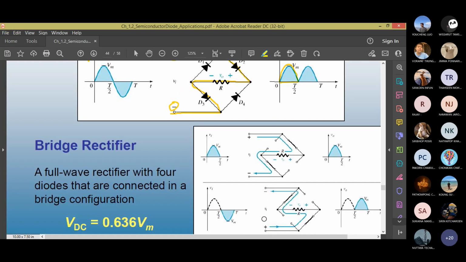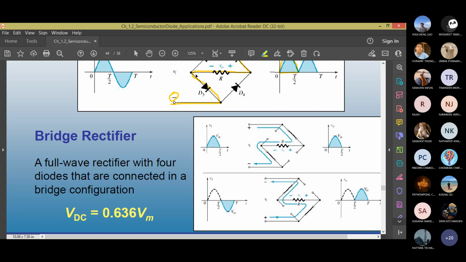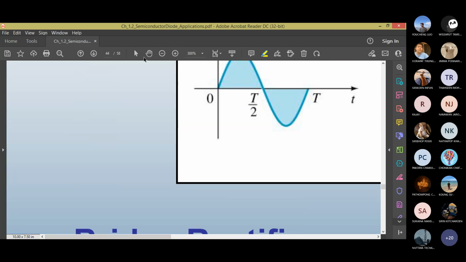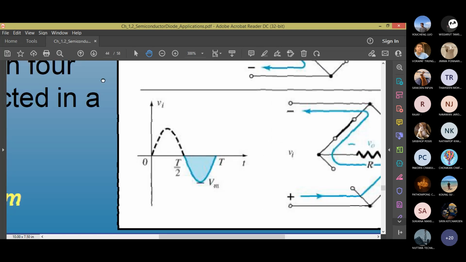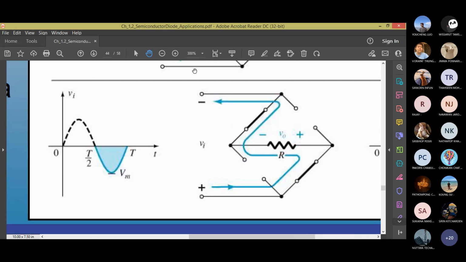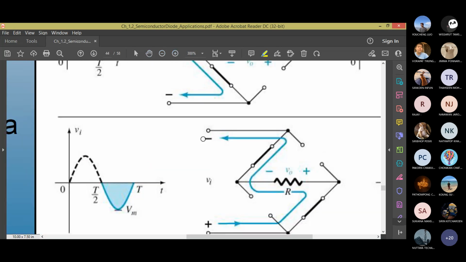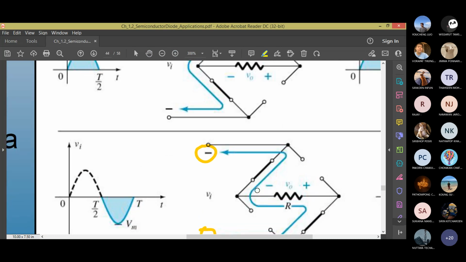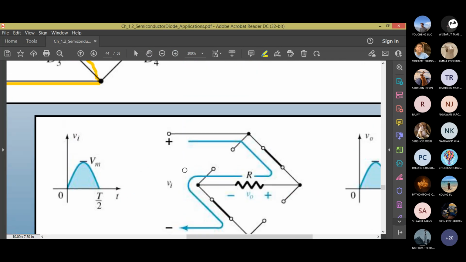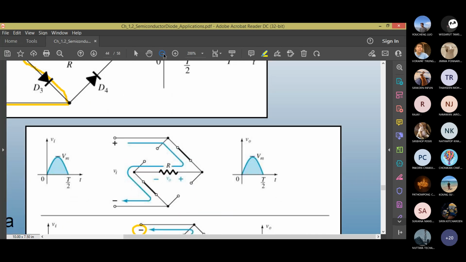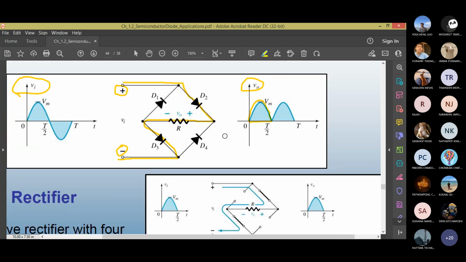Then you have a negative half cycle. During the negative half cycle, let me zoom a bit. The polarity on the input side changes. Now it's minus, plus. So which diodes will be on? Let's clear this and retrace our path. Now I'm going to change this to minus and this one is plus.